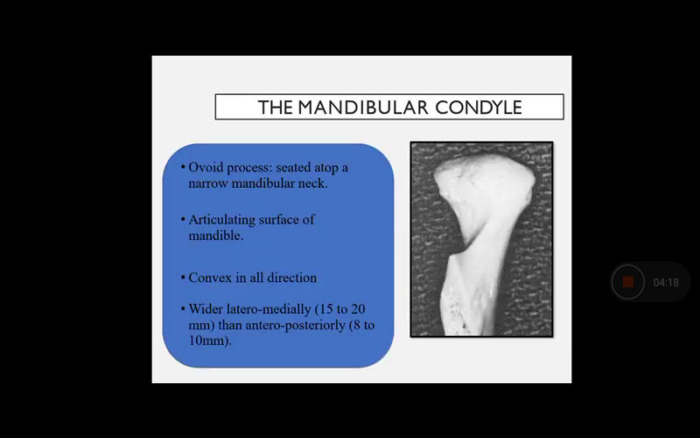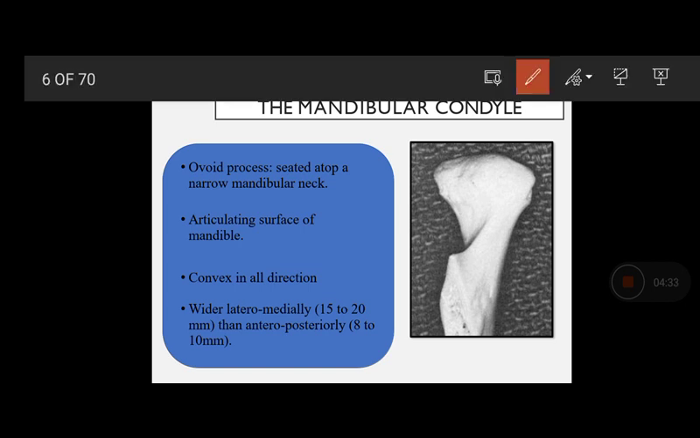Now coming to the mandibular condyle. The mandibular condyle is one of the main components of the temporomandibular joint. It has an ovoid process that is seated on a narrow mandibular neck. So here you can see the neck is actually very narrow, and the condylar head that articulates with the fossa is ovoid in shape, and it is larger when compared to the neck. And this actually forms the articulating surface of the mandible for the temporomandibular joint.